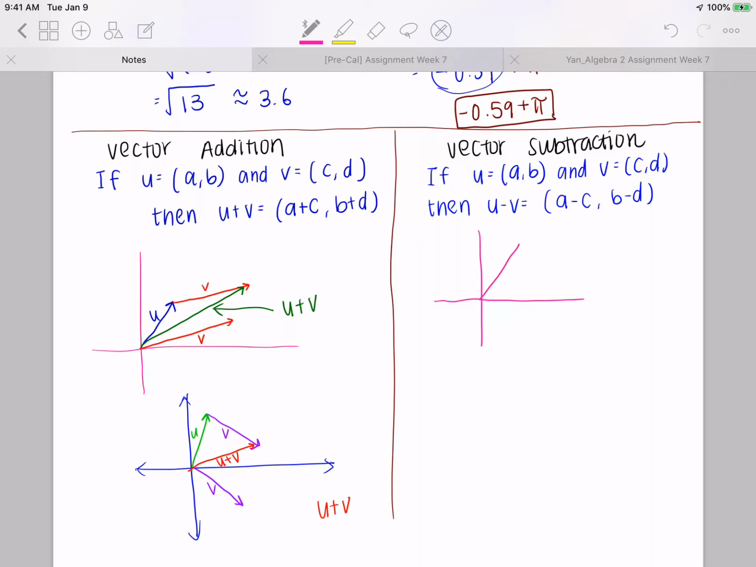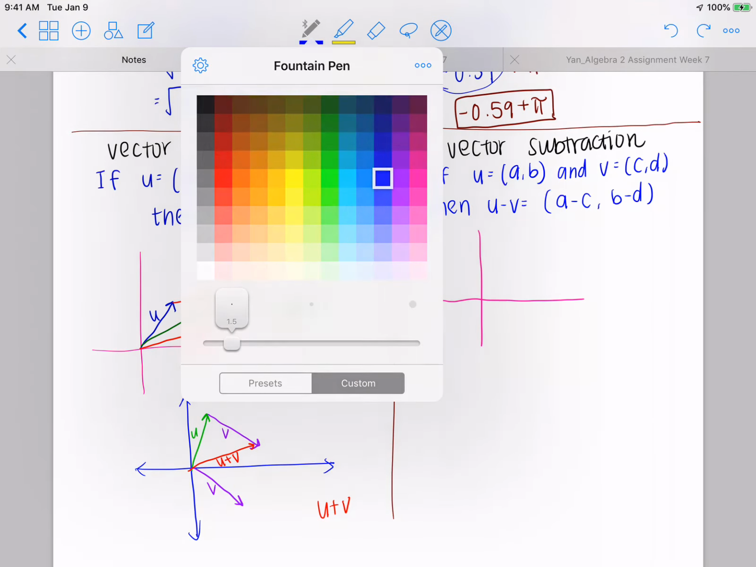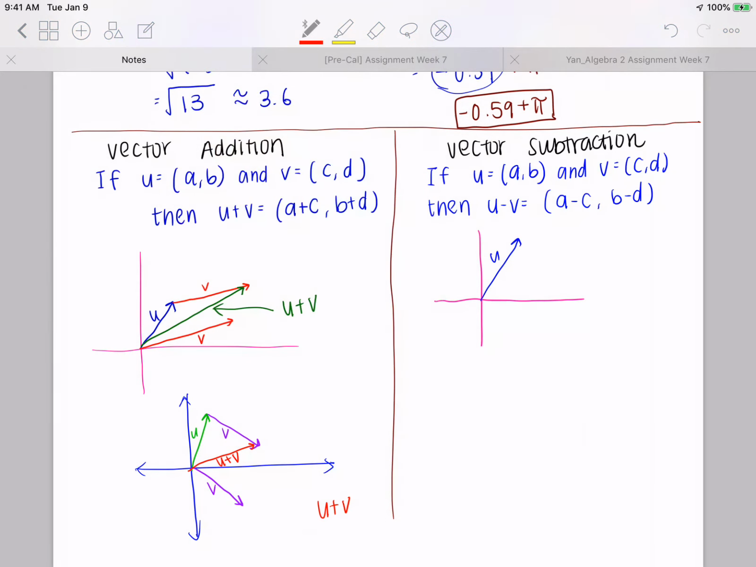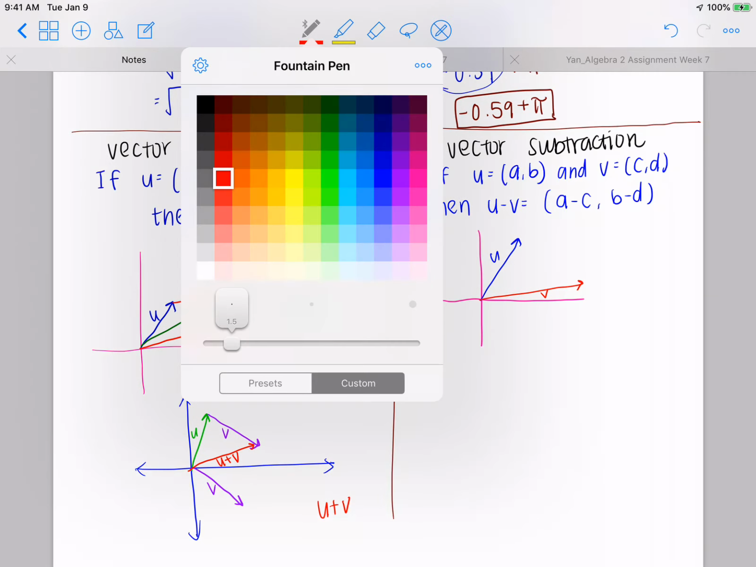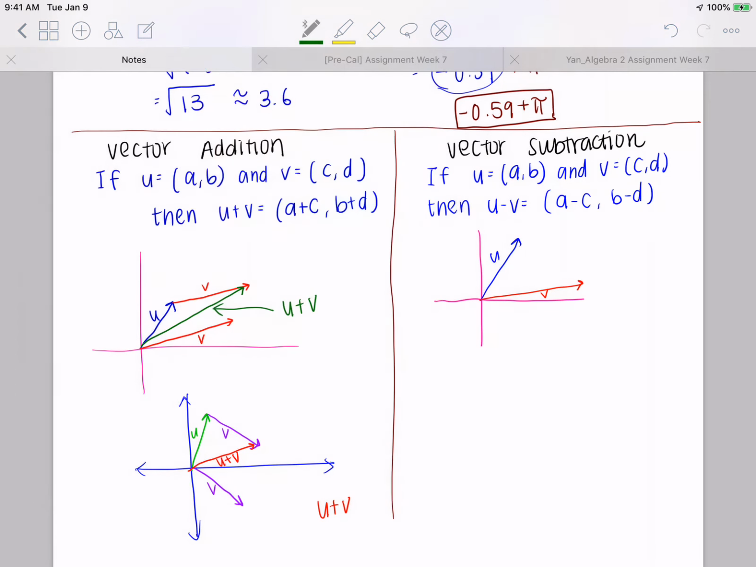If I have a u going up here and a v going this way, okay, your final answer, which I used green earlier, to find u minus v would be going from the end of v, which is the arrow of v, to the arrow of u. Okay, that would be u minus v.